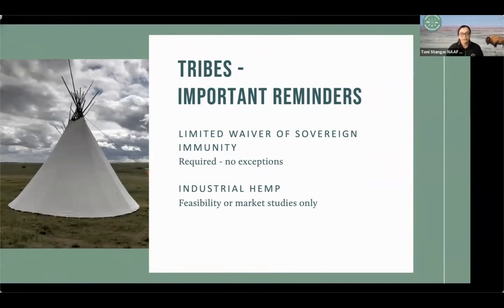As hemp and the hemp industry and rulemaking continues to progress, NAAF will look at, and our board will determine, other eligible entities if they can apply for this type of funding in the future, or if our funding will eventually turn into shovel to the ground or other types of funding related to hemp. But currently it's only for feasibility and market studies only. Again, if you have questions on hemp or the limited waiver of sovereign immunity, please contact us, and the sooner the better.